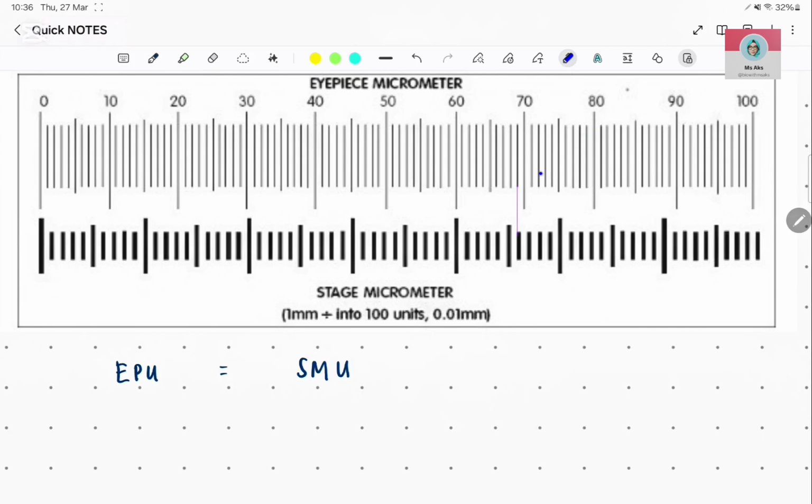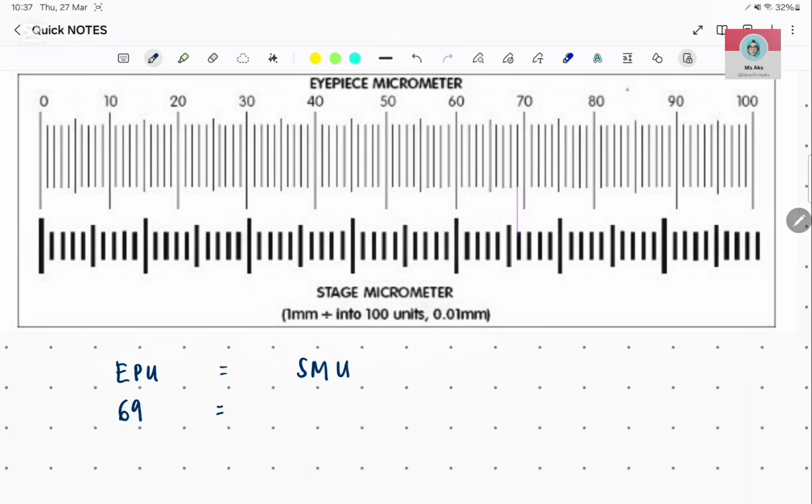Reading through this image that has been provided, let's look at the top. Let's measure how many eyepiece units that is. That is 65, 66, 67, 68, 69. So that is 69 eyepiece units.